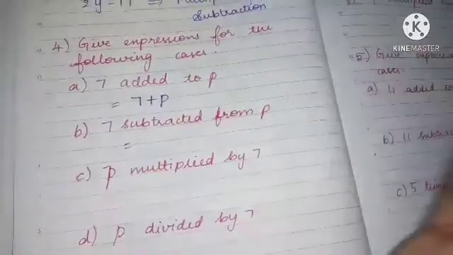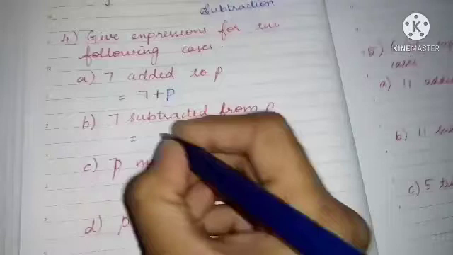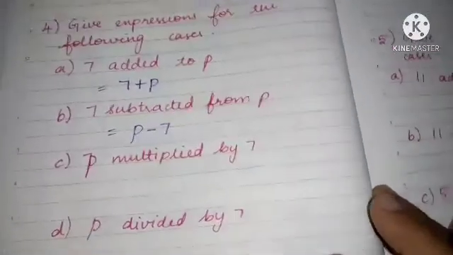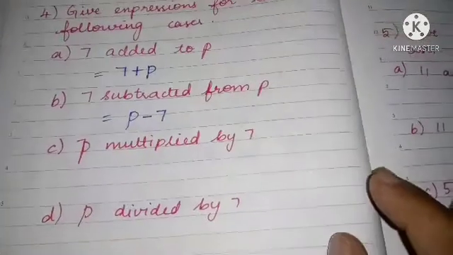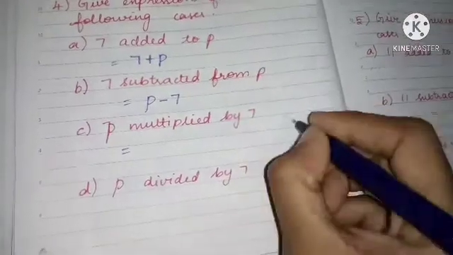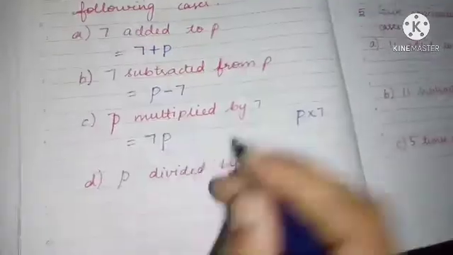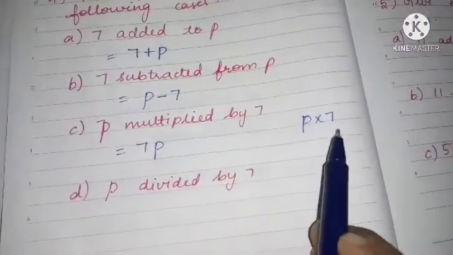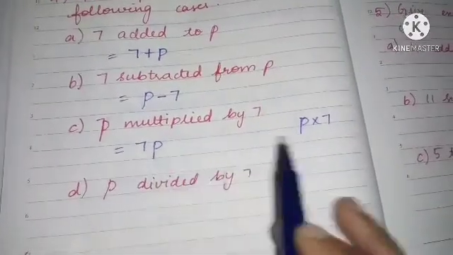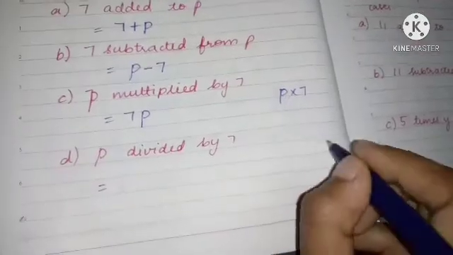7 subtracted from P. Then P minus 7. So here 7 is subtracted from P. Next, P multiplied by 7. Then P into 7, what will you write? 7p. I already told you when I am multiplying a variable and a constant, the constant should be written in the front. 7p you will write it. P into 7, how will you write? 7p.